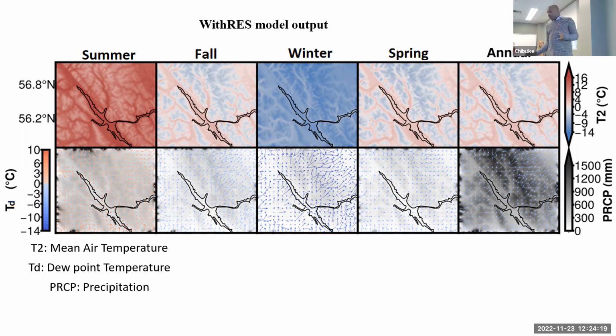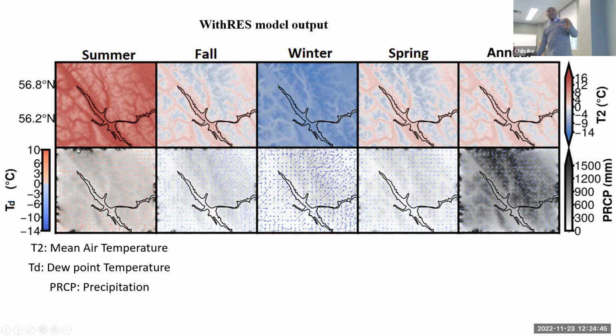Now, if you look here, you see that I split this data into different seasons. Summer, if I say summer, is June, July, August. Fall is September, October, November. Winter is December, January, February, and spring is March, April, May. And then you have the annual mean.